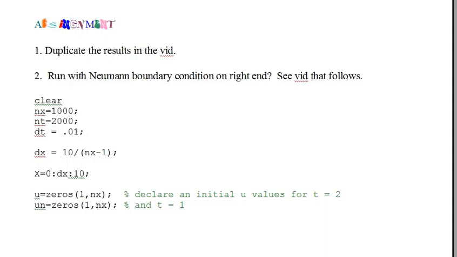The assignment is to duplicate the results in the video and then to run the program with a Neumann boundary condition on the right boundary. You can see what that should look like in the clip following the program outline.